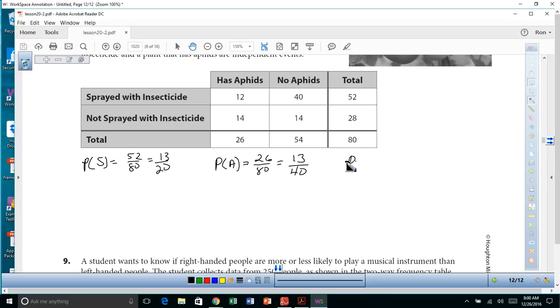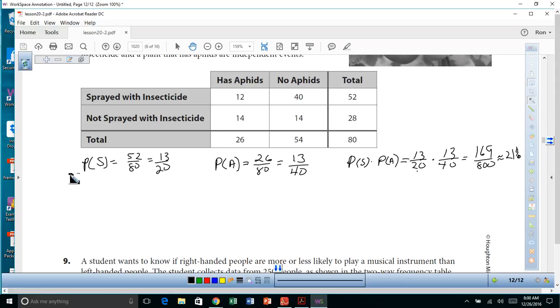And the probability of S times the probability of A, that's going to be 13 over 20 times 13 over 40. And I get 169 over 800, which is about 21%.